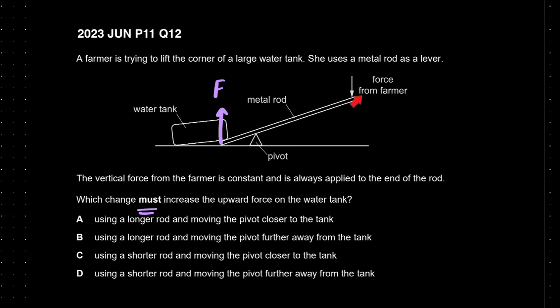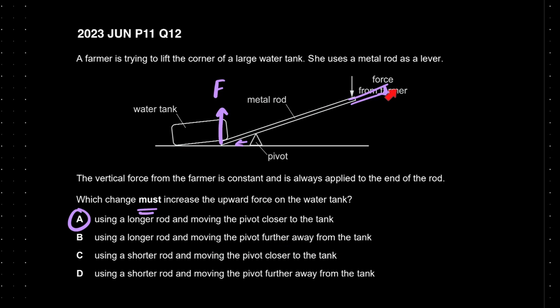So if you use a longer rod and you move the pivot closer to the tank, so if you move the pivot here, and if you use a longer rod, so now this is a case where obviously you have increased the distance, because the force is always going to be applied on the end of the rod. So now the force is going to be applied here. So in this one, the moment is going to increase because you have increased the distance here, right? So in this case, the moment is definitely going to increase. This is the answer. Using a longer rod and moving the pivot further away from the tank.